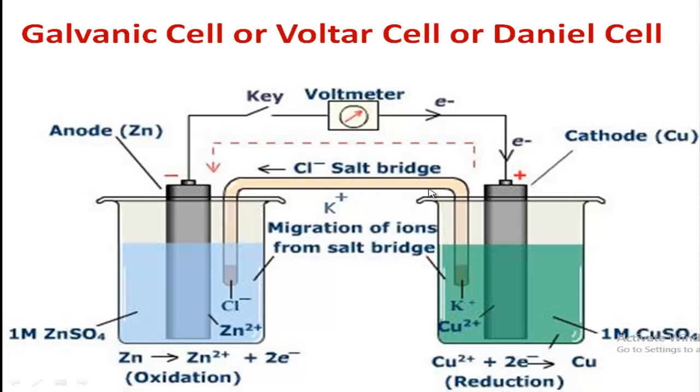The function of this salt bridge is mainly, number one, it connects the two electrolytes to complete the circuit, and another function is that it maintains the balance of deficiency of cations and anions in both electrodes. So it has two functions. One function, it connects both electrolytes to complete the circuit, and another function is it balances the cations and anions in both electrolytes.